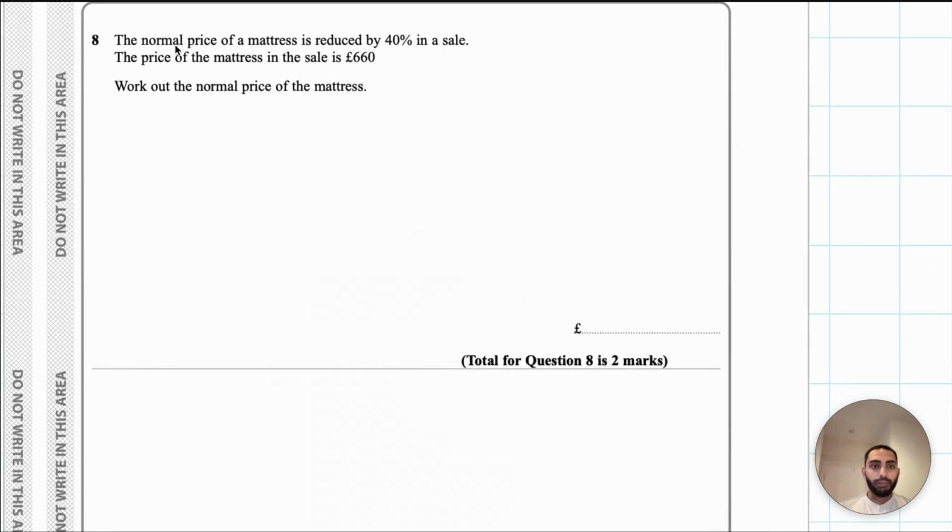Question 8. The normal price of a mattress is reduced by 40% in a sale. So the original price was 100% and we took away 40%. So the new value of that mattress will be 60%. The price of the mattress in the sale is £660. Work out the normal price of the mattress.